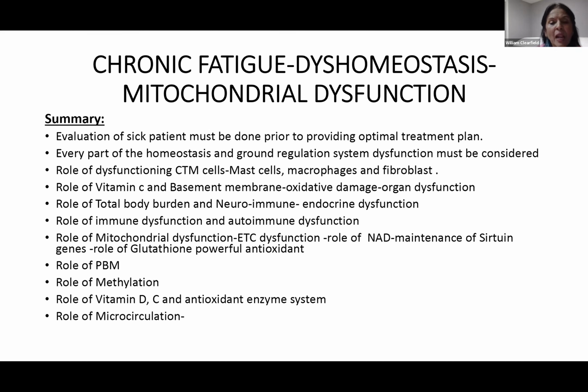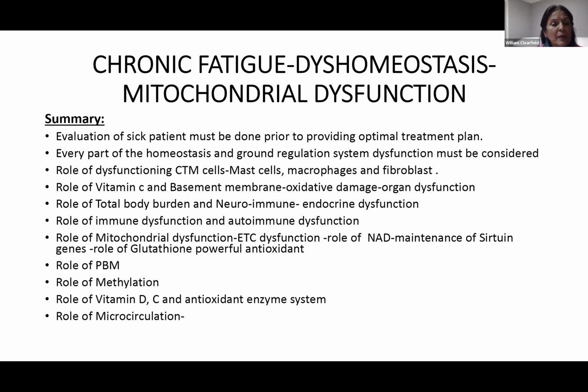Vitamin C plays a great role in maintenance of the basement membrane and function, and it protects the basement membrane from the oxidative damage and organ dysfunction. So vitamin C replacement can be very helpful, and optimal vitamin C function can be maintained by supplementing high dose of vitamin C, but it alone does not work. It has to be supplemented with the other nutrients.